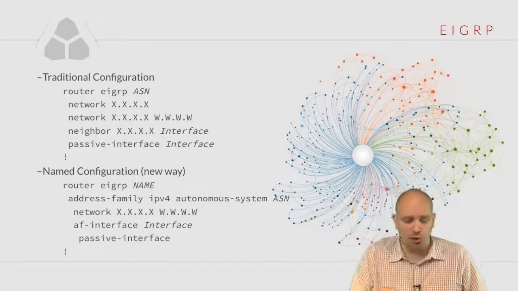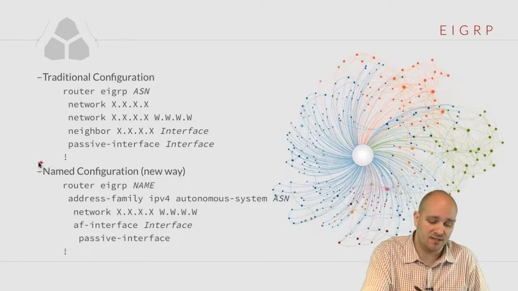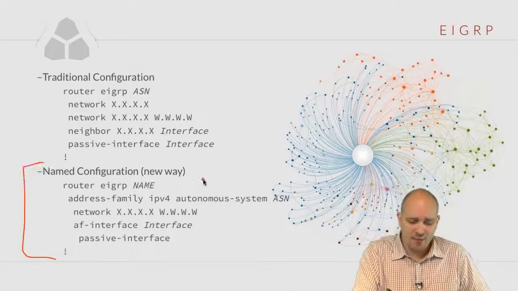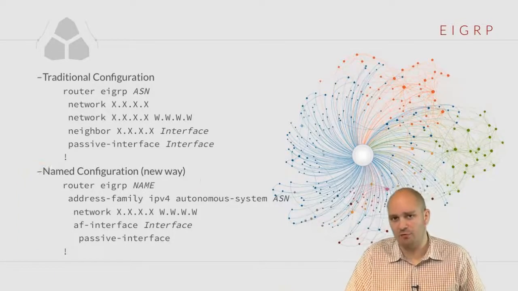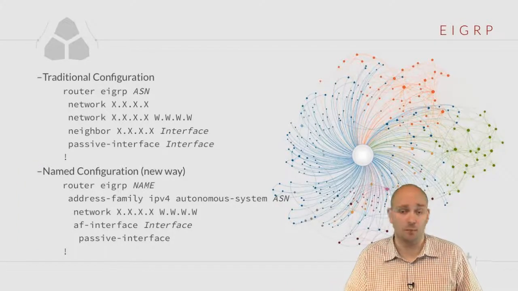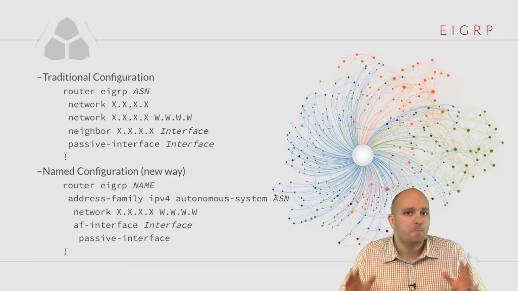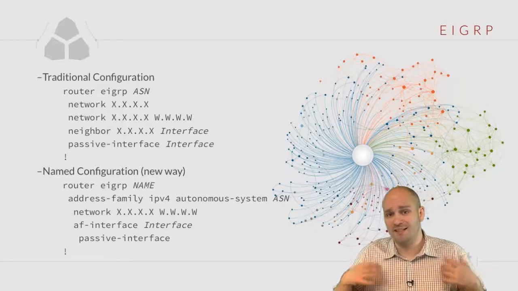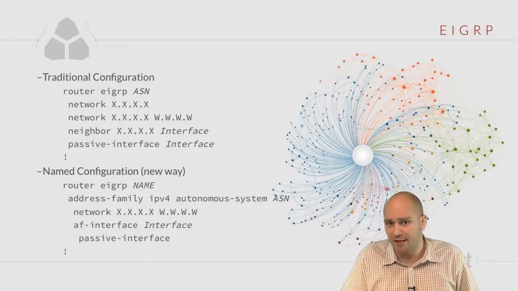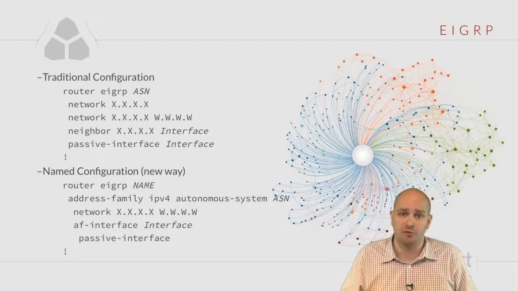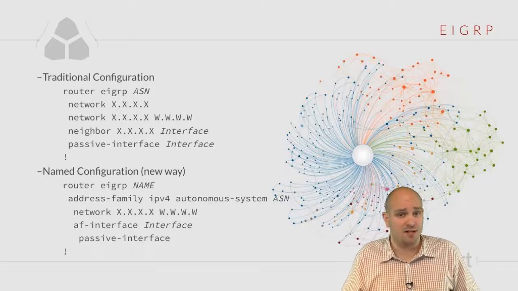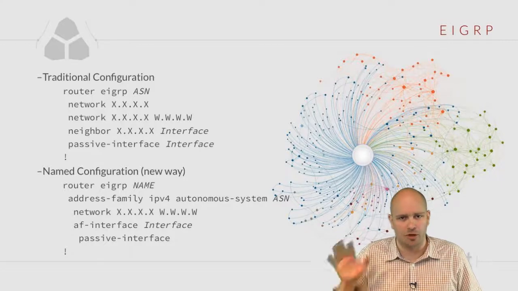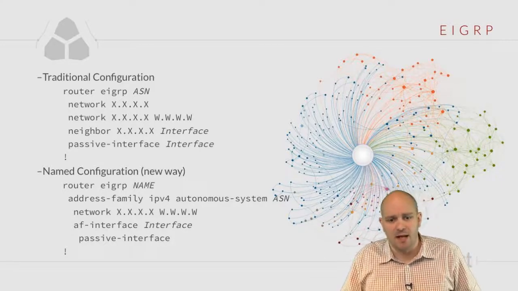Now, the newer configuration introduced with IOS 15 is so-called named configurations. Named configurations do allow for certain flexibility not available in the numbered configuration mode. Namely, with the named configuration, we can first of all support IPv4 and IPv6 in the same process. In the previous configuration modes, we would need to run separate processes for IPv4 and IPv6. And obviously, I'm going to talk about IPv6 separately later on.